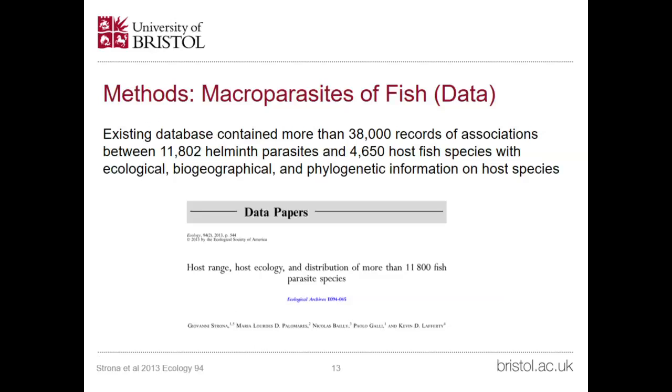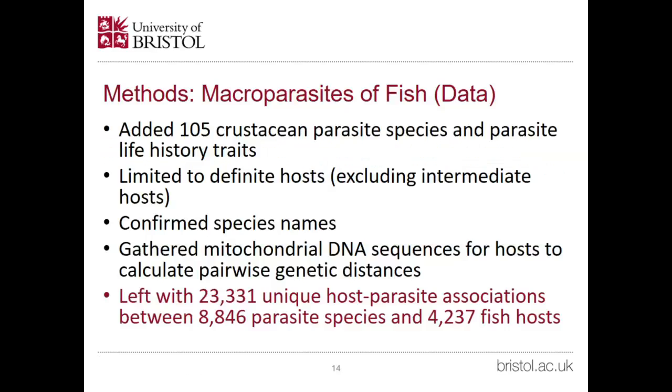And so for the data side, we focused on fish because of the availability of an extensive database on macroparasites of fish. So there's more than 38,000 records of associations. This was published by Strona and others in 2013. So this database is available. And it also includes host trait information for the host species. So this is really essential for our project.